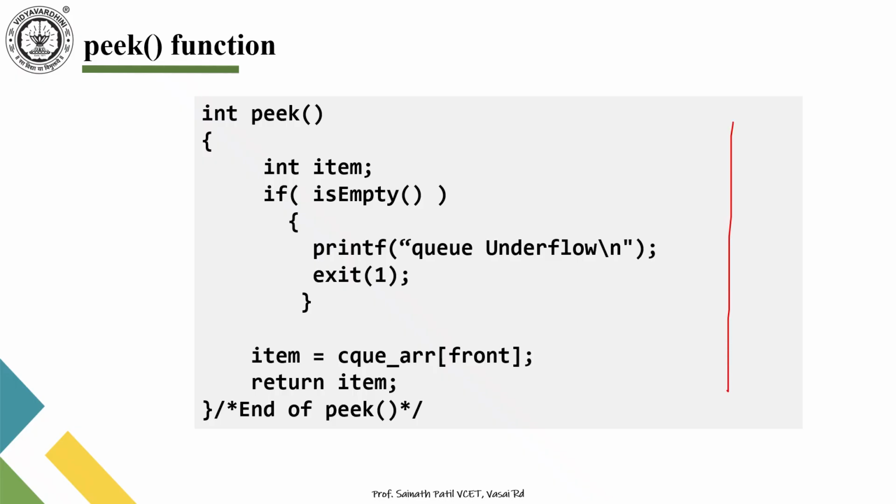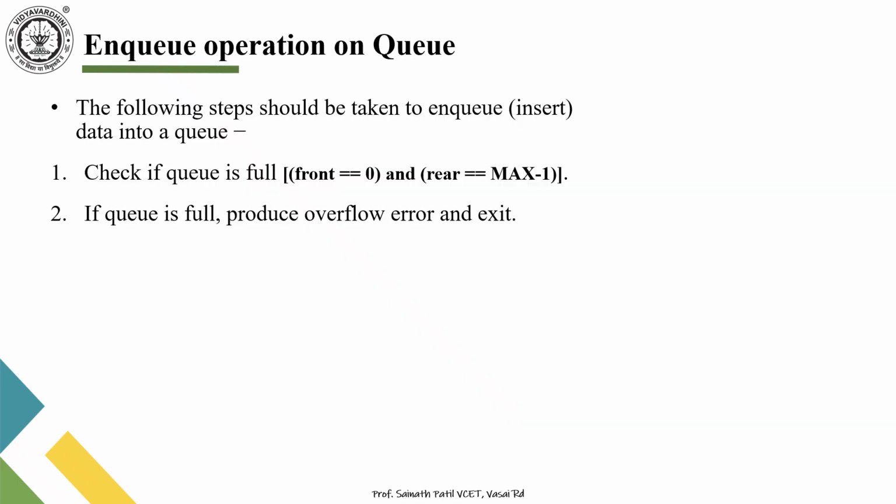We just check what value is available in the circular queue, which is pointed to by front. We just check that one and display it or return it to the main function. Next, we talk about the enqueue operation in the case of a circular queue.